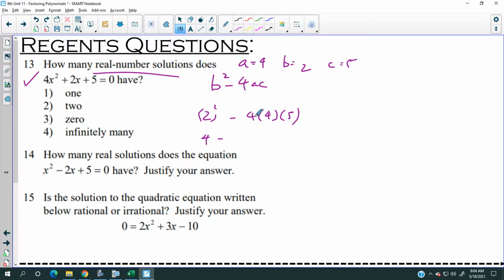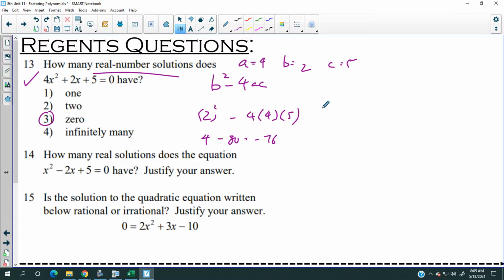Let's see. 4 times 4 is 16, 16 times 5 is 80, right? So that's negative 76. I just gotta double check. B squared minus 4AC, right? B squared, 2 squared, minus 4 times A times C. Yeah, so you're gonna have 0 solutions. Your answer is gonna be imaginary.